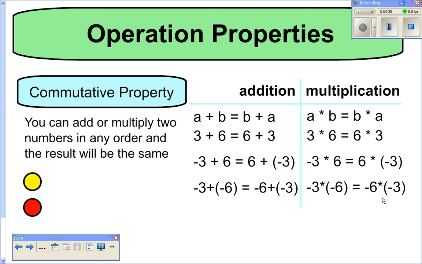So again, what we learned today is the commutative property. You could add 2 numbers in any order or multiply 2 numbers in any order, and the result is going to be the same.